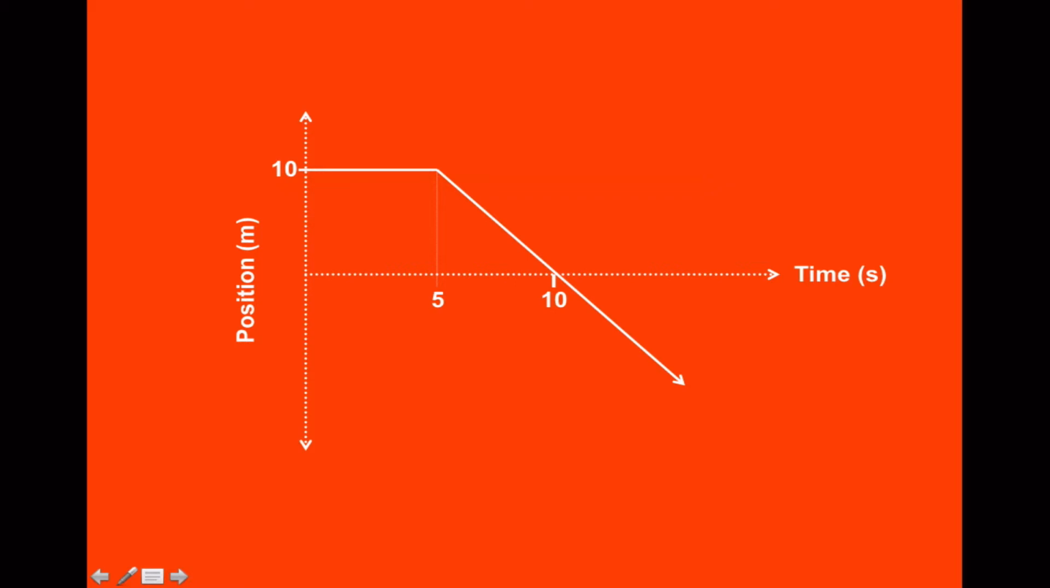This one's a little different, and this is more like what you're going to be seeing when you get problems. For 5 seconds, this is one object. It's just standing there at positive 10. It's not doing anything. Hanging out. For 5 seconds, its velocity is 0. And then for the rest of this event, its velocity is not 0. It has this negative velocity. We need to find out what it is.